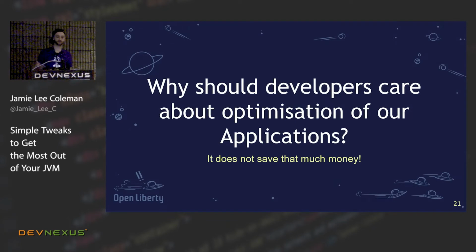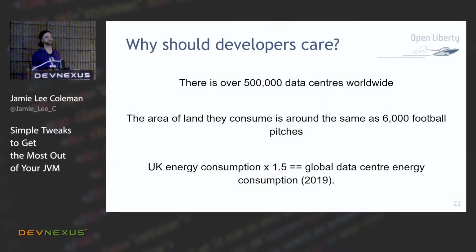So why should developers care about optimizing our applications? It doesn't save that much money. I mean, it's our organizations that are paying for it. It's not coming out of our pocket, so why should we care? Well, let's put a few things into perspective.